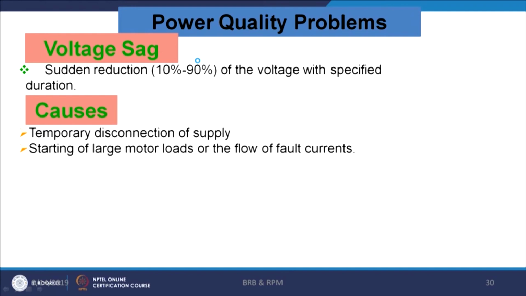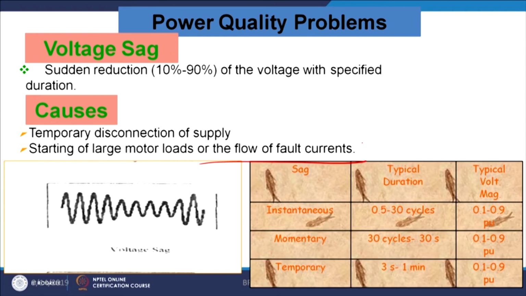So, what is a sag? A sudden reduction of the voltage, which we have defined already, and the causes of a sag are temporary disconnections of the supply, starting of a large motor load, or a fault current. So, this is an example of the sag. Instantaneous is up to 0.5 cycle; we have explained all those things, just a recapitulation. Momentary is 30 cycles to 3 seconds, and temporary is 3 seconds to 1 minute.